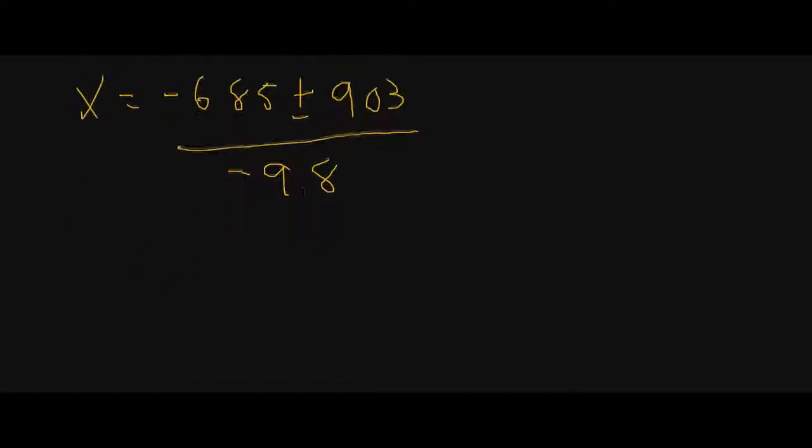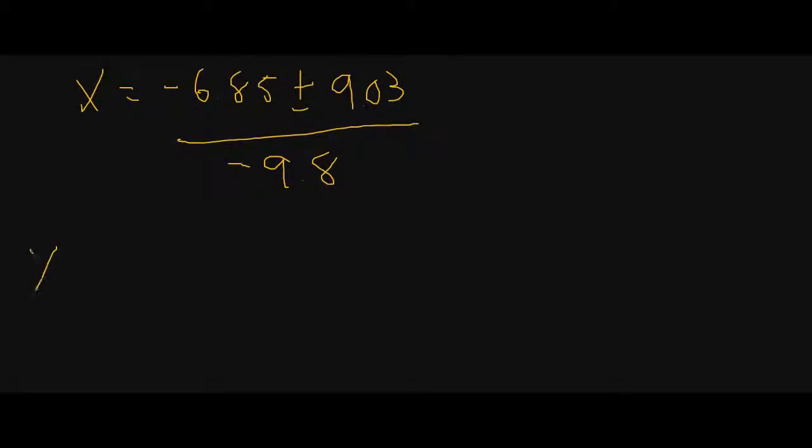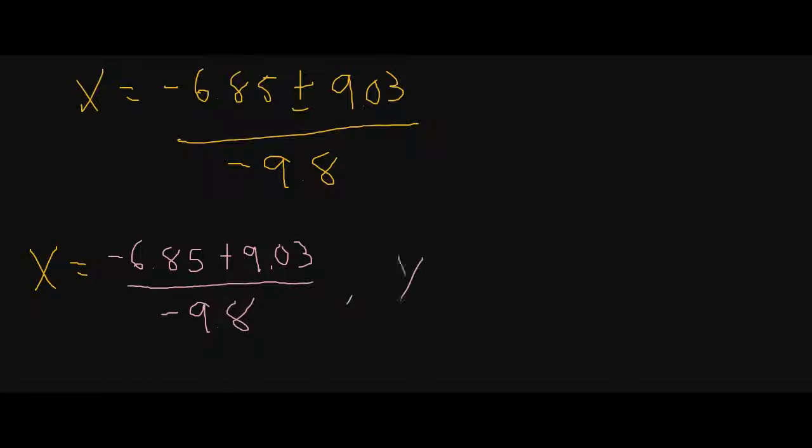Now I'll break this up as two equations. We're going to get x is equal to negative 6.85 plus 9.03, all divided by negative 9.8. I'm writing the one that has the plus first. Now I'm going to do the minus: negative 6.85 minus 9.03, all divided by negative 9.8.